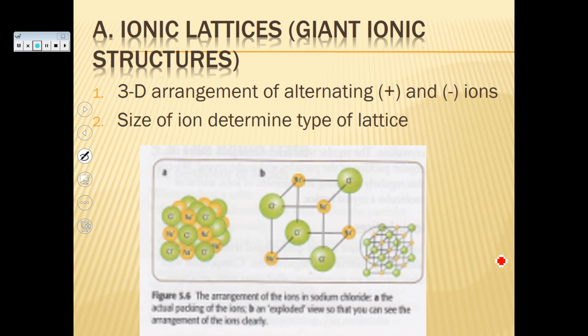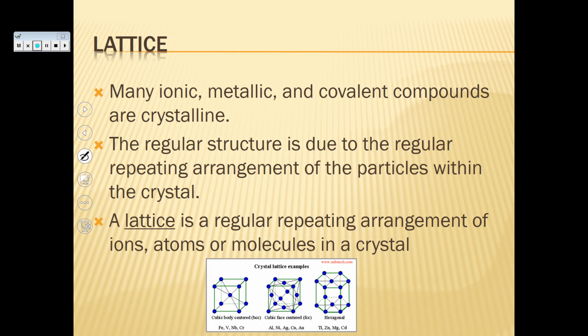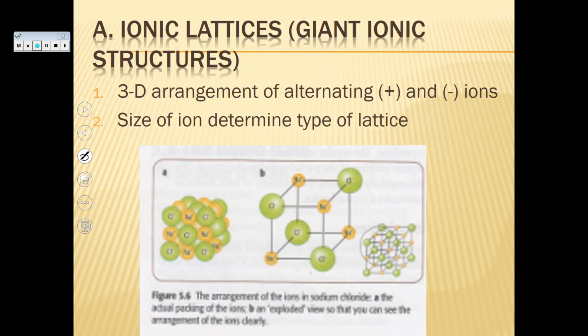For ionic lattices, they are 3D arrangements of alternating positive and negative ions. The size of the ion determines the type of lattice. There are different types of lattices, but you just have to know that a lattice is a regular repeating pattern of atoms, molecules, or ions. So here it shows you a lattice between Cl minus and Na plus. This one shows separation between them, and then A shows what it would look like if they didn't have those lines between them.